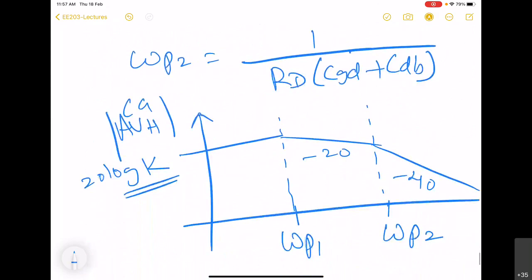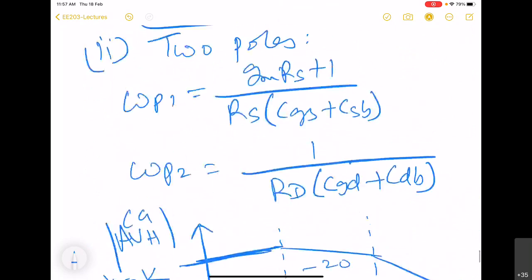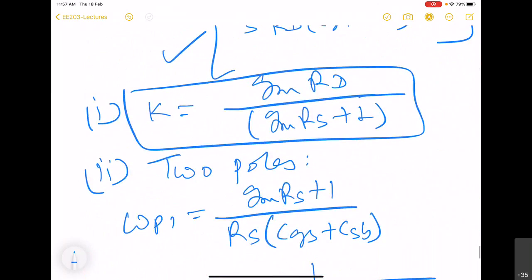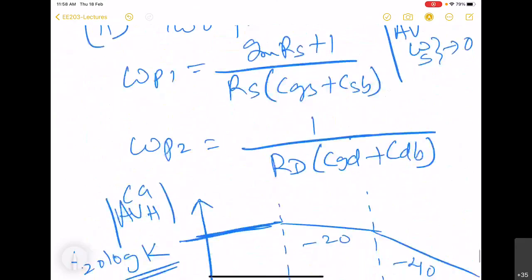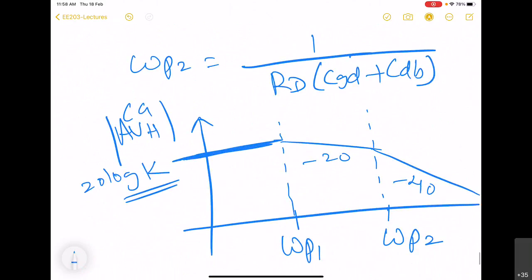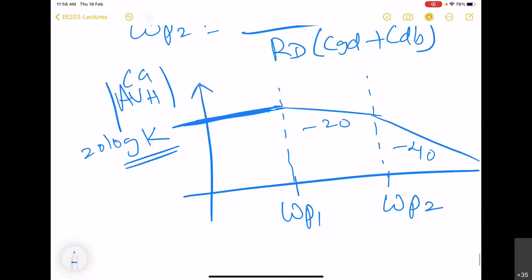So this value is equal to K, and you can see that this K value is also equal to the AV when omega or S goes to 0. That means in this transfer function AV H for CG, when you take omega 0 or S 0, then what you get is actually equal to this K, and this K is the voltage gain. This will, we will see, become the midband gain.